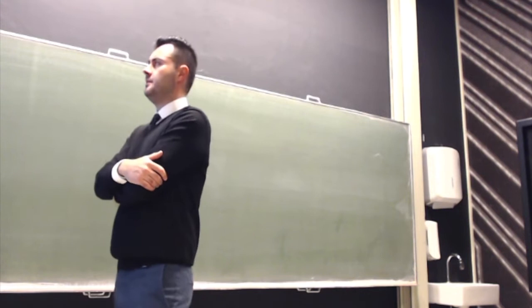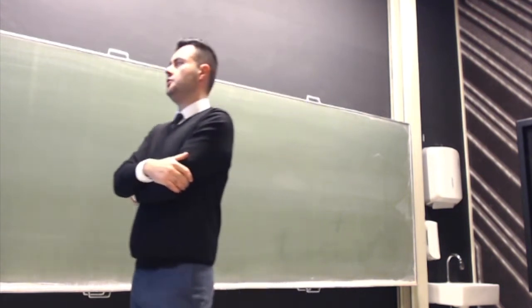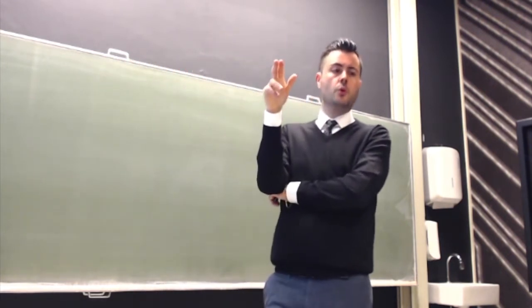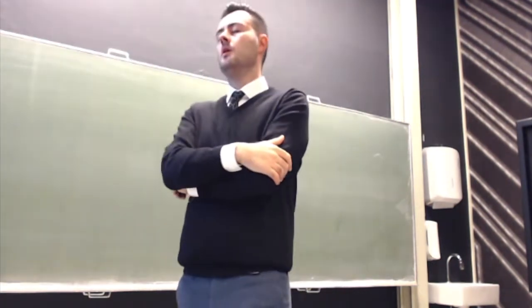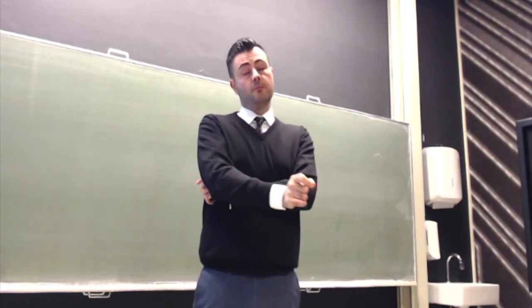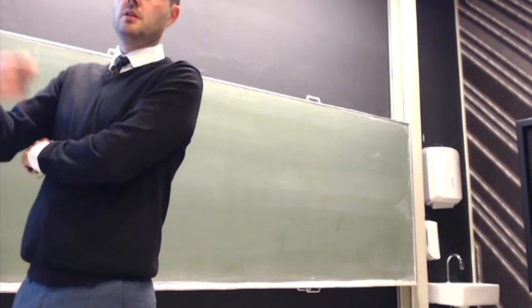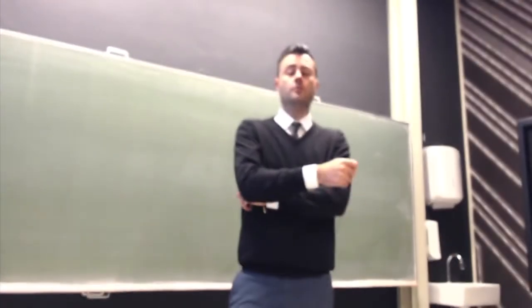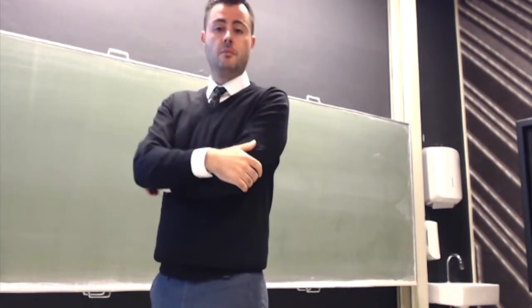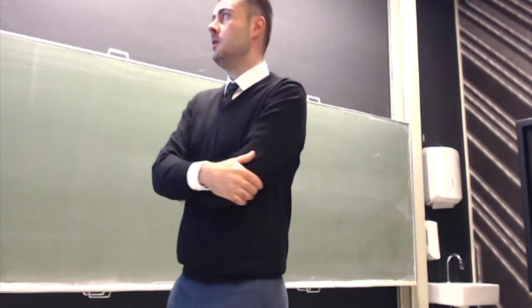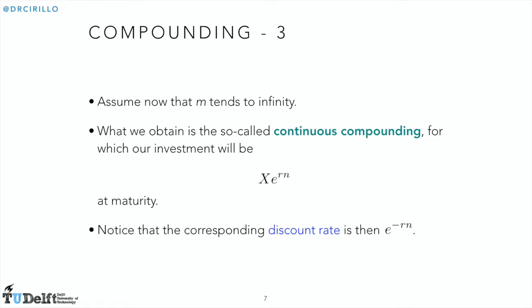Now, if you are a little bit familiar with mathematics, you should recognize that if I take the limit for M going to infinity, what I'm actually doing is compounding every second, every nanosecond, every picosecond, capital and interest, and computing again the interest on the capital and the interest that I've already accumulated. If I do that, I get the limit expression, which is just the exponential. So with continuous compounding, continuously in terms of time, I get X times e to the RN, the exponential of RN, at the end of my investment at maturity, at the end of the N period.